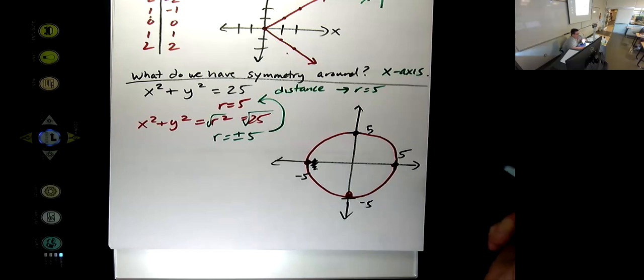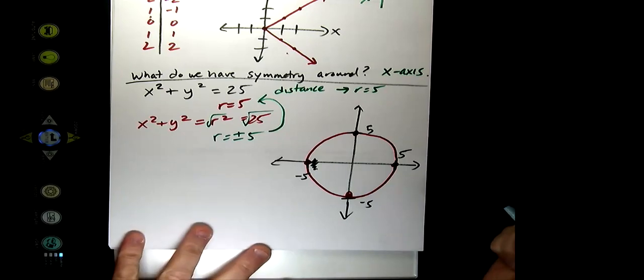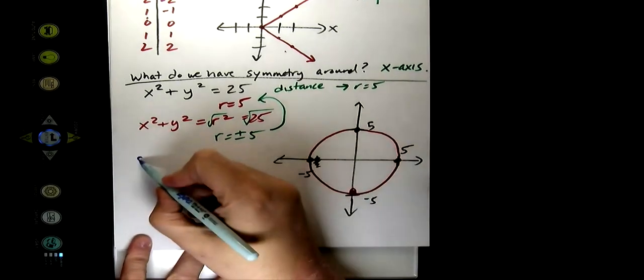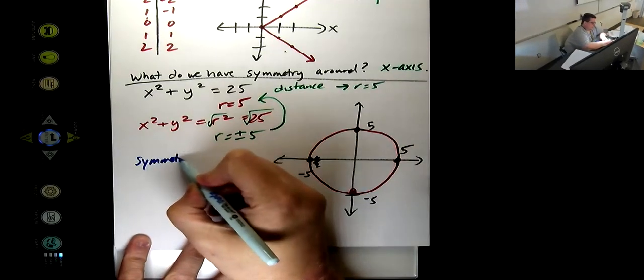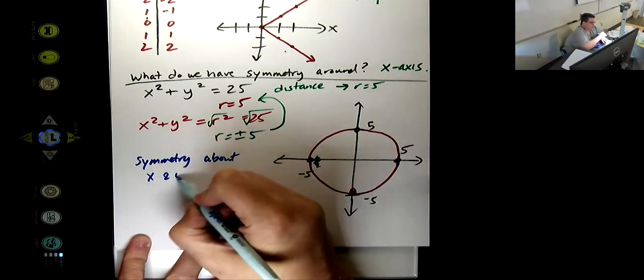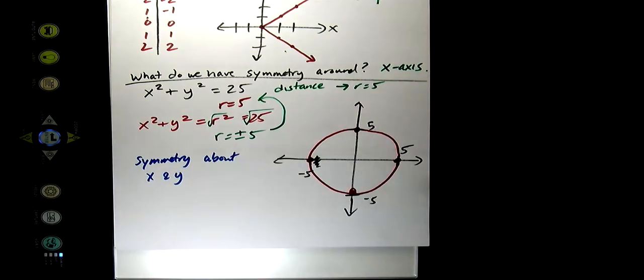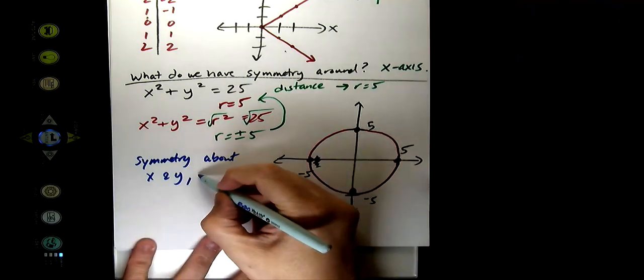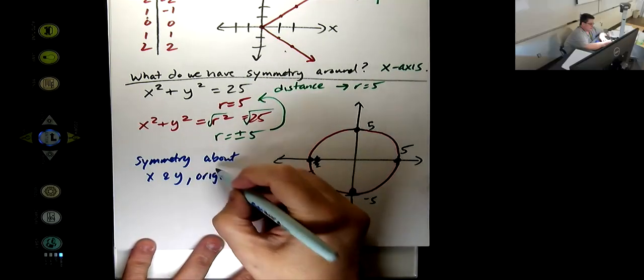Where do we have symmetry? Across the X and Y axis. We have symmetry about X and Y. And anything else? Negative X, negative Y, the origin. Also about the origin. This one's got symmetry everywhere.